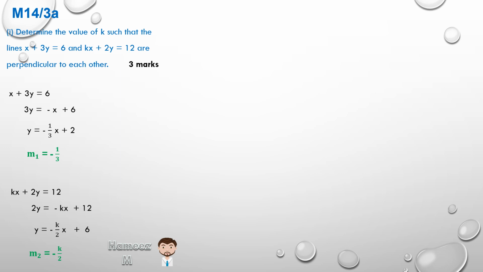Now that we know that, let's recall that since the lines are perpendicular, if we multiply the gradients, m1 times m2, it's going to give us minus 1. And we know m1, so we can substitute minus 1/3 times minus k over 2 is equal to minus 1. And that means that if we carry everything across, we're going to get k is equal to minus 6. So we solve for k.